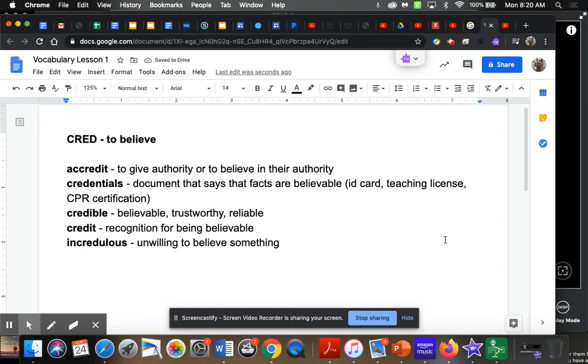Okay, so if you notice, there are 5 words in the cred list, and if you see CRED in a word, typically you should know that it has to do with believing in something. It's either trustworthy, it's reliable, I can believe in you. I can believe what you're saying because you are credible. I'm going to give you credit, acknowledge that you were believable when you did something.